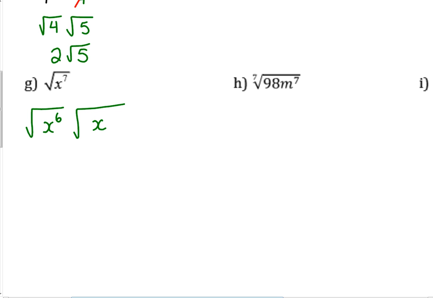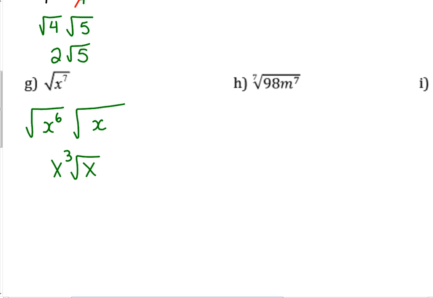Can we square root x to the 6? What is that equal to? X to the power of what? 3. We take the power divided by your index. Or think of it this way: x to the 6 as x cubed to the power of 2, or x cubed times x cubed. The opposite operations cancel out, the square and the square root, so you're just left with x cubed. It's another way to look at it. Okay, so x cubed root x is how we simplify that guy.